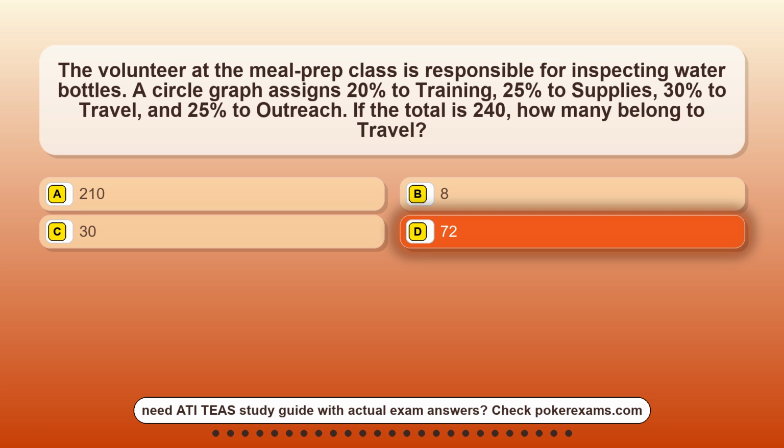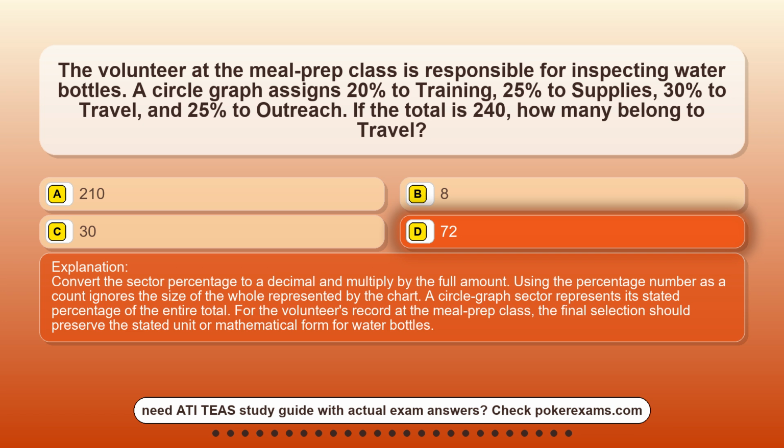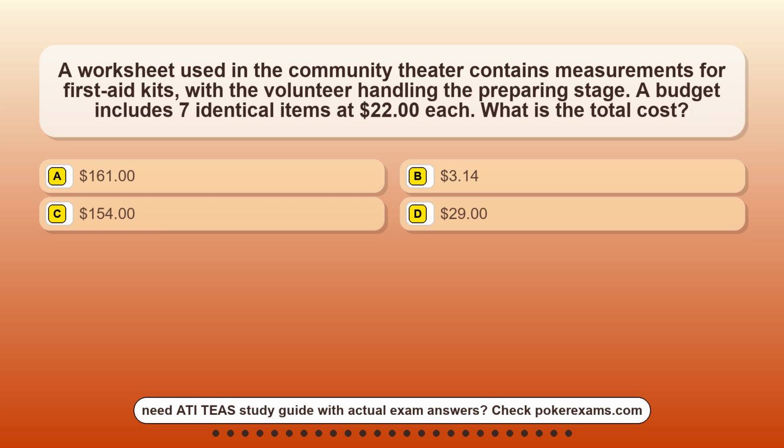The correct answer is option D, 72. Convert the sector percentage to a decimal and multiply by the full amount. Using the percentage number as a count ignores the size of the whole represented by the chart. A circle graph sector represents its stated percentage of the entire total. For the volunteer's record at the meal-prep class, the final selection should preserve the stated unit or mathematical form for water bottles.